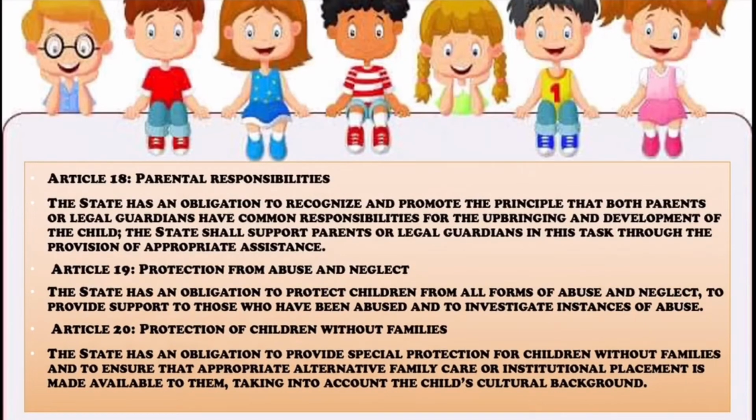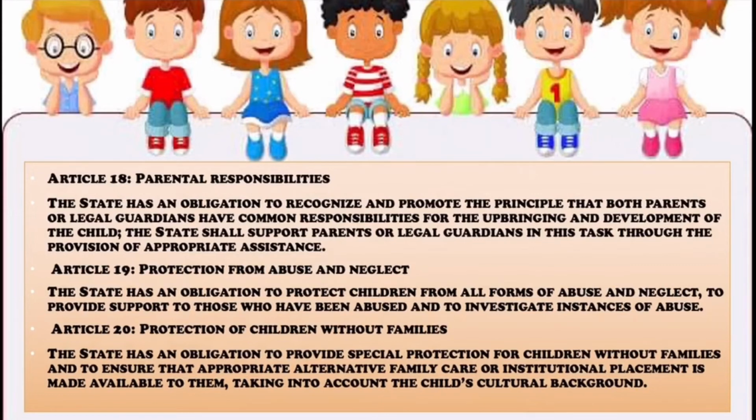In Article 18, parental responsibilities. In Article 18, state parties shall take all appropriate measures to ensure that children of working parents have the right to benefit from child care services and facilities for which they are eligible. In Article 19, protection from abuse and neglect. In Article 19, state parties shall take all appropriate legislative, administrative, social, and educational measures to protect the child from all forms of physical or mental violence, injury or abuse, neglect or negligent treatment, maltreatment or exploitation, including sexual abuse.